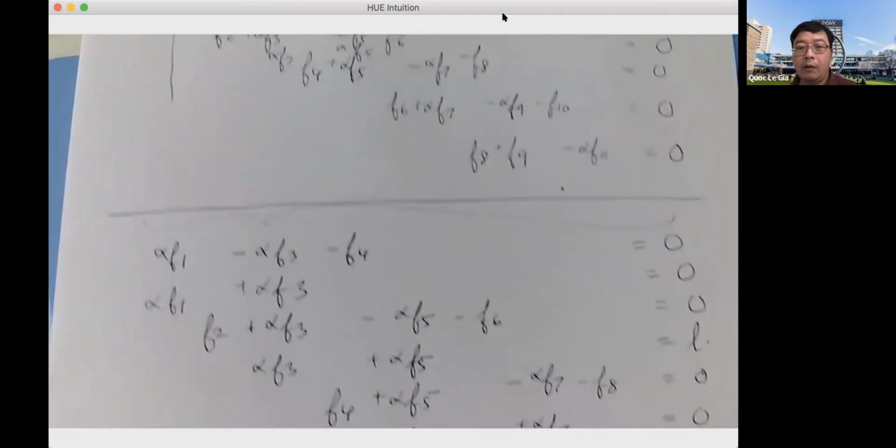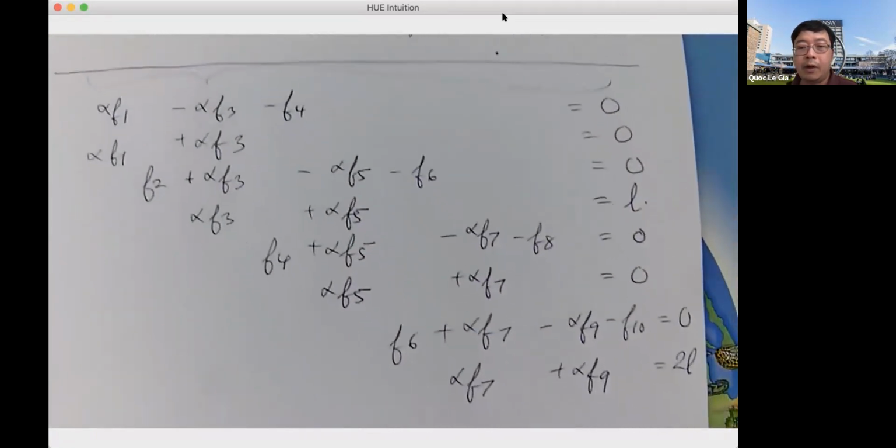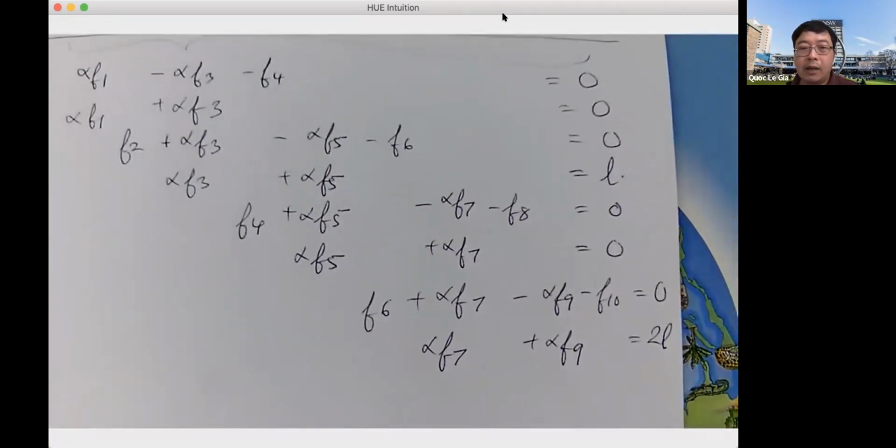Sorry, I have to move up a piece of paper. Now you can see it, right? But you get the idea, right? So I just rearrange the equation. And now, 3 more equations and we are done.